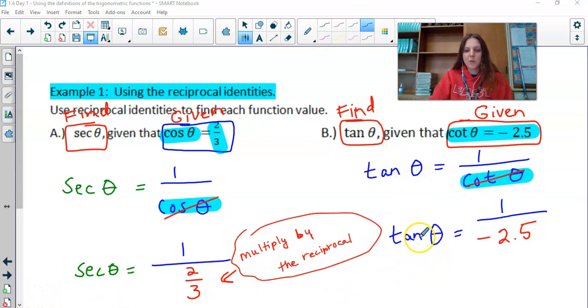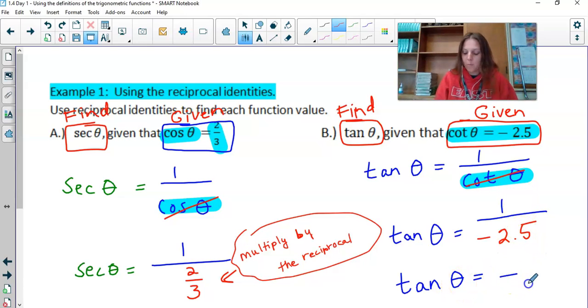So I brought down tangent theta, I brought down the 1 divided by, and the only thing I've done so far is get rid of this cotangent and replace it with the given value, which was -2.5. This is not a number divided by a fraction. This is a number divided by a decimal. So I'm going to give my answer as a decimal by dividing 1 divided by -2.5 in the calculator. I brought down tangent theta, and the answer is -0.4. So tangent theta equals -0.4.